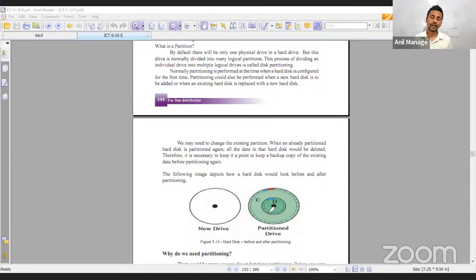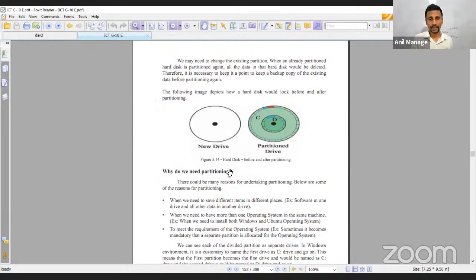Why do you need to have partitions? Suppose you want to keep your educational stuff, ICT and all the subjects separate. You need to keep your songs, movies, and all that. Then you need to keep your photos and all. So if you have several partitions like this, it is easy to keep them and quickly access them. So that's why we need to have partitions.